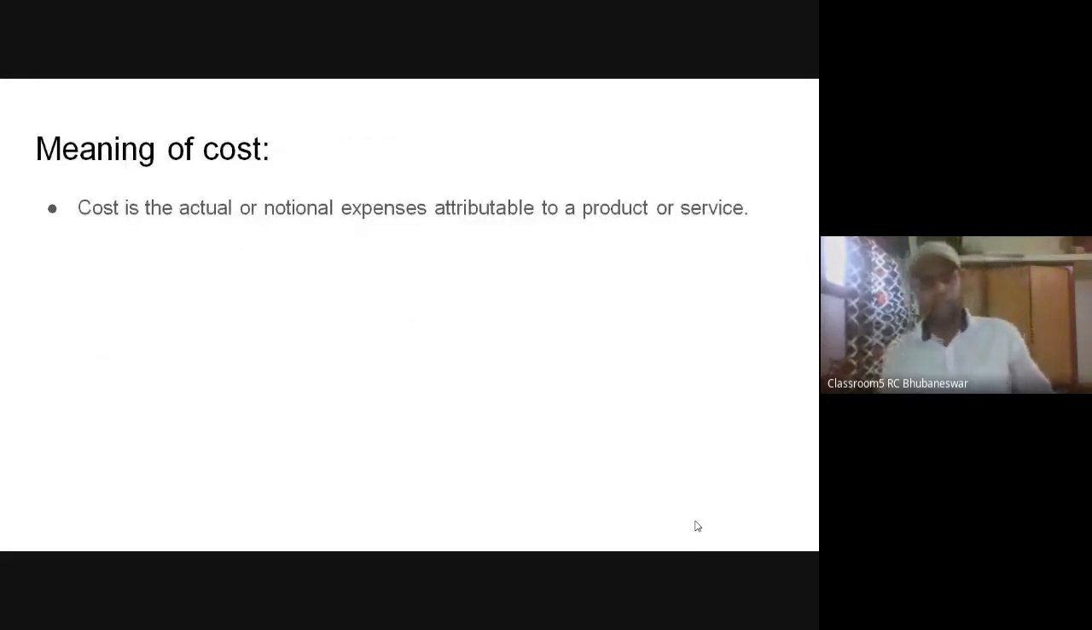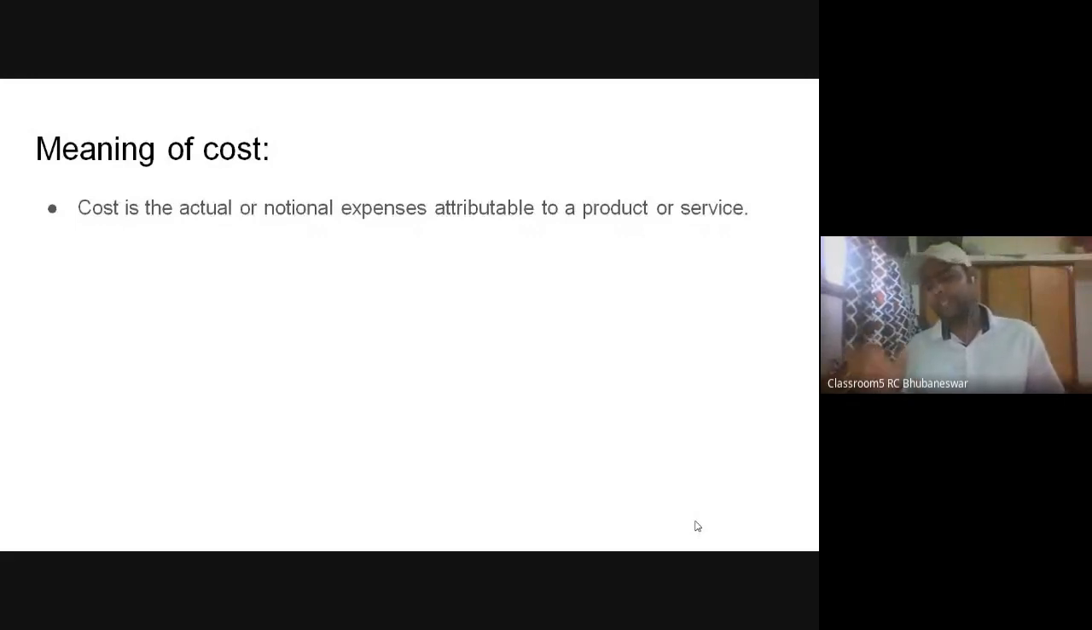In general terms, we can also give a meaning to the same. So cost is the actual or notional expenses attributable to a product or service. Actual means you are paying that, or it is being paid. But notional means now it is not paid, but in anticipation we are finding out its expenses which is to be made or paid in future.